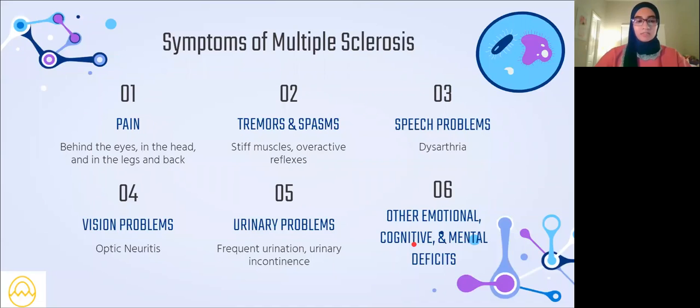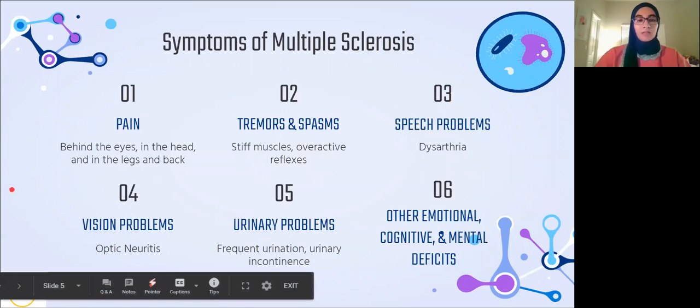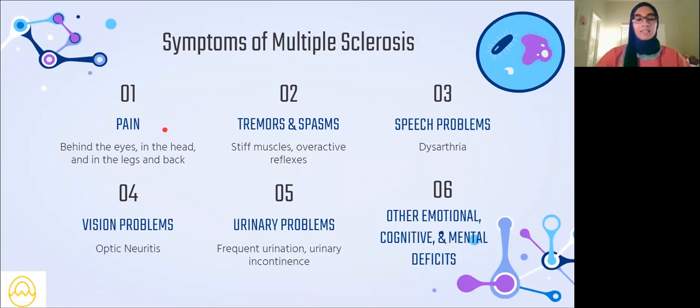Symptoms of multiple sclerosis can vary from patient to patient, depending on which area of the central nervous system is impacted most by demyelination. In the case of multiple sclerosis, pain can occur behind the eyes, in the head, and in the legs and back. This pain may be of two types. The first is neural pain, which is due to the direct damage to the nerves in the central nervous system. The other type of pain is musculoskeletal pain, which results from damage to organs.